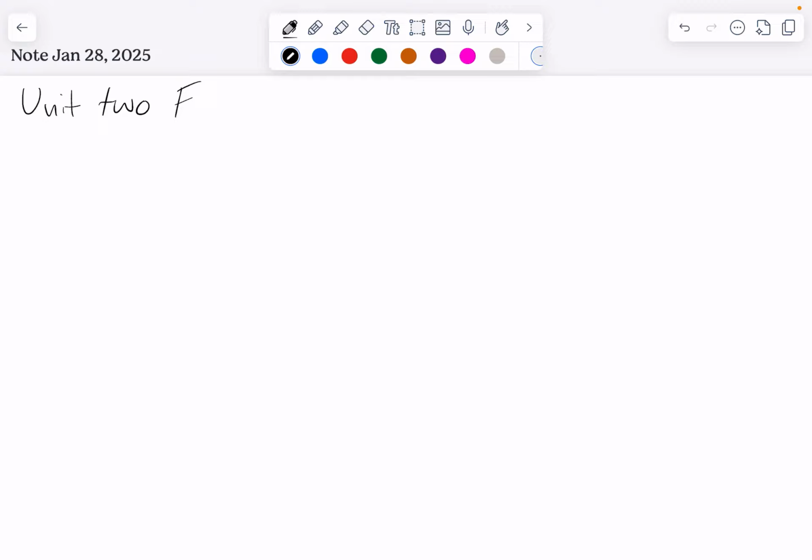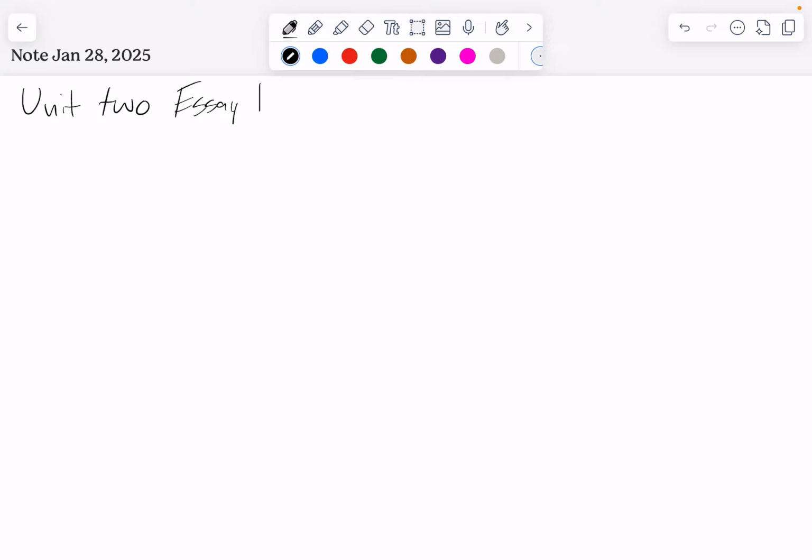All right, welcome back. This is Unit 2, Essay 1. So we're going to be talking about the muscles. Specifically, first we're going to be talking about skeletal muscle contraction. And that deals with the sarcomere.